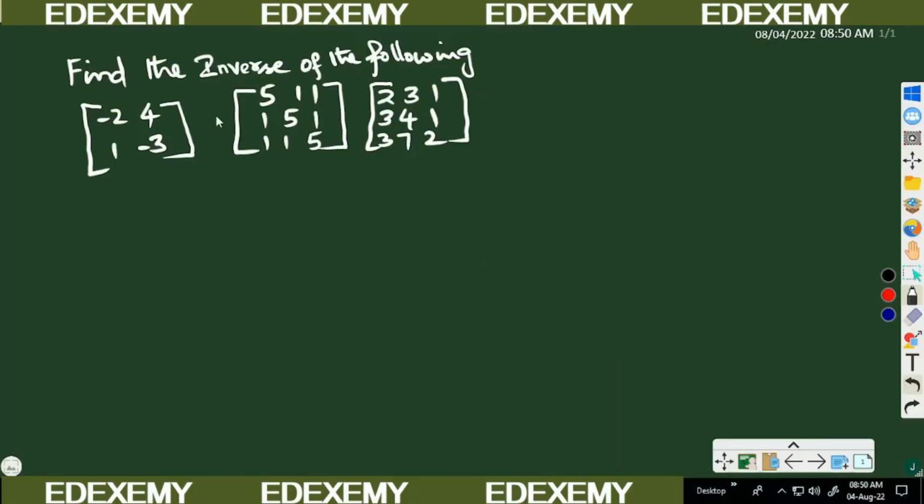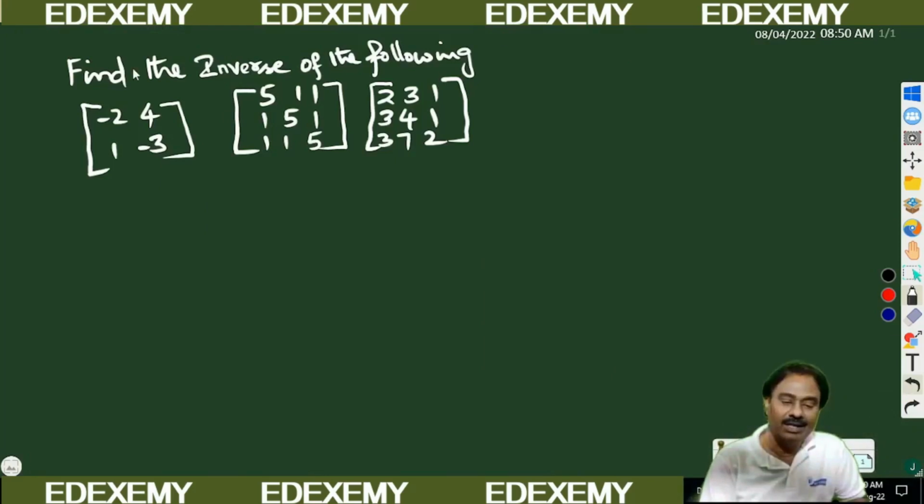Now we are into the green board. Now we are going to find the inverse of the following three matrices given. One by one we will find the inverse. Now how to find the inverse of the following matrices? We will take the first matrix.